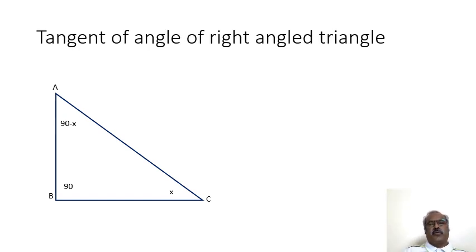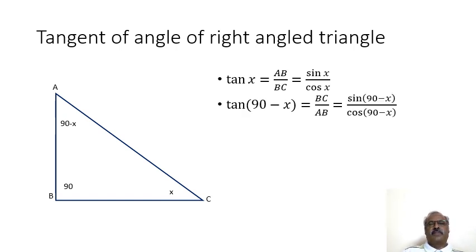The fifth ratio is tangent of an angle of a right angle triangle. So we'll define tan of x, tangent of x, to be equal to AB upon BC, which is equal to sine of x upon cos of x. So it is the opposite side upon adjacent side, that ratio is called tangent of x. This ratio is quite important as it occurs at many places in physics also during calculation.